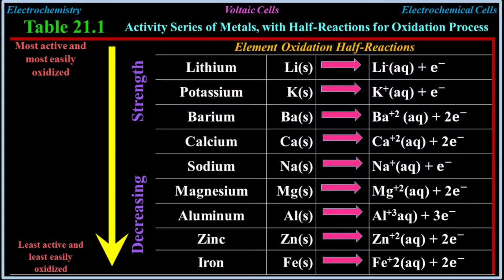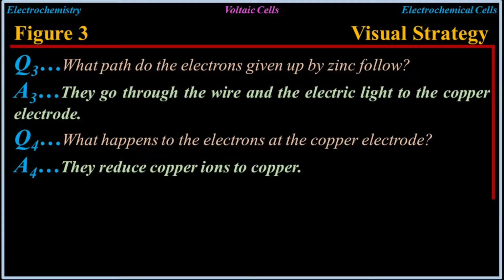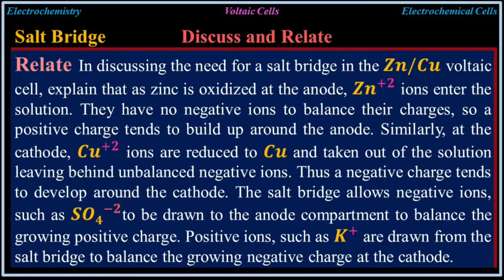And here is the activity series. You can see zinc near the bottom there, and that is going to be above the copper. You see copper down below hydrogen. So that's why zinc will react and copper will not, or copper will reduce. They reduce copper ions to copper.